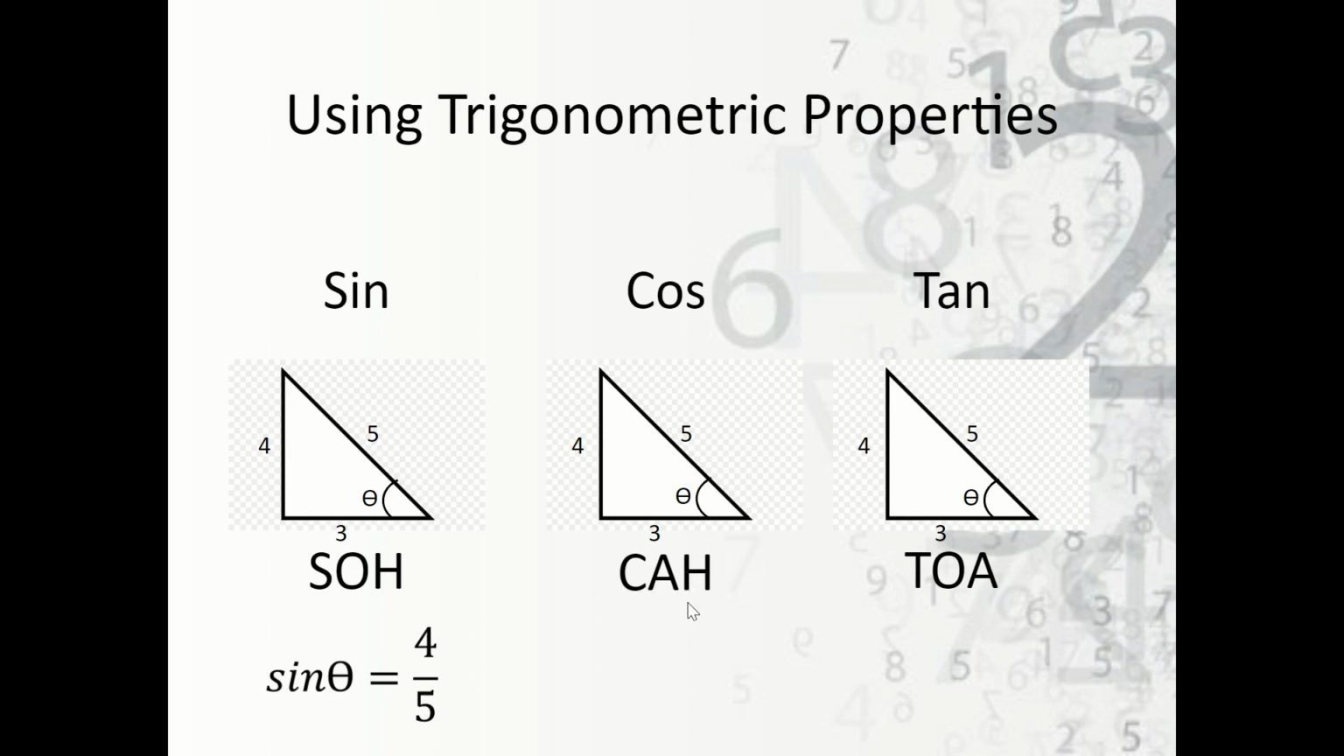Now we have the cosine. So the cosine is the adjacent over the hypotenuse. So the adjacent side is here. So this is 3 over 5. And tangent is opposite over adjacent. So the opposite is 4. And the adjacent is 3. So it would be 4 over 3.